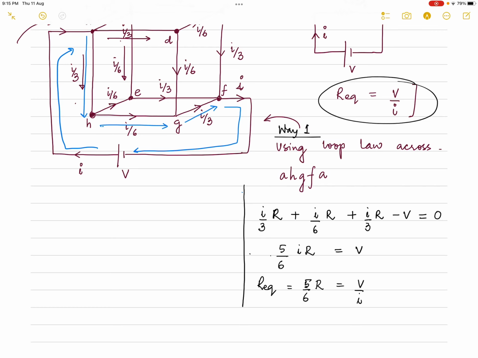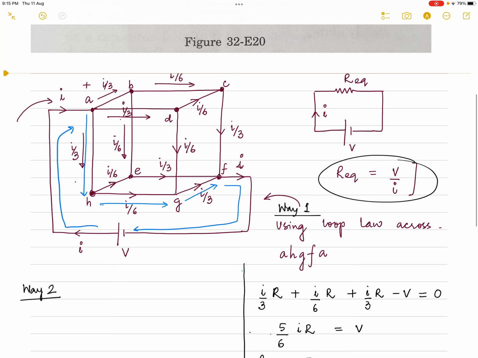Now we shall be using the way 2, identifying the points of common potential, same potential. How do we do that? Just look at the same figure once again. The figure starts with the positive most terminal, which is the terminal A, from where the current starts and moves towards right, ends at the point F. Not really ends, it reaches the point F from where it goes to the battery.